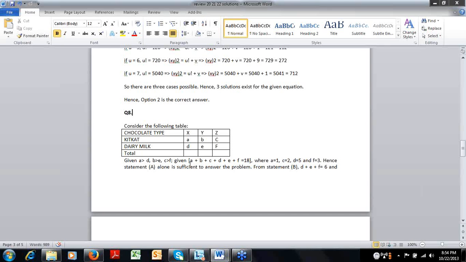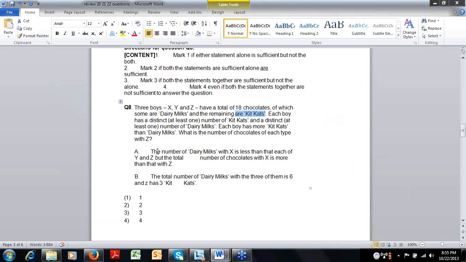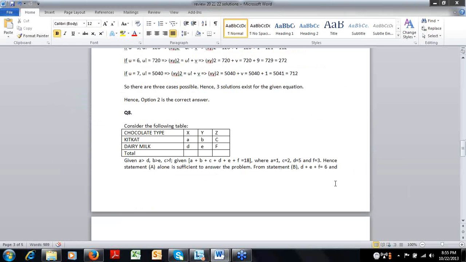Now it has also been given that A plus B plus C plus D plus E plus F is equal to 18, where A is equal to 1, C is equal to 2, D is equal to 5, F is equal to 3. According to this, the first statement alone is sufficient to answer this question.